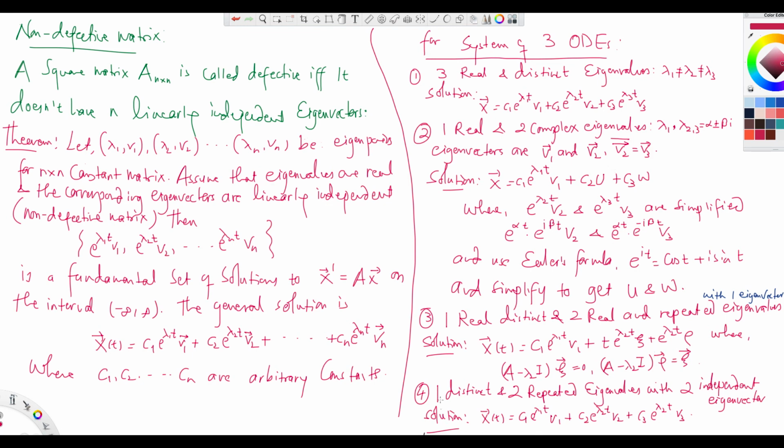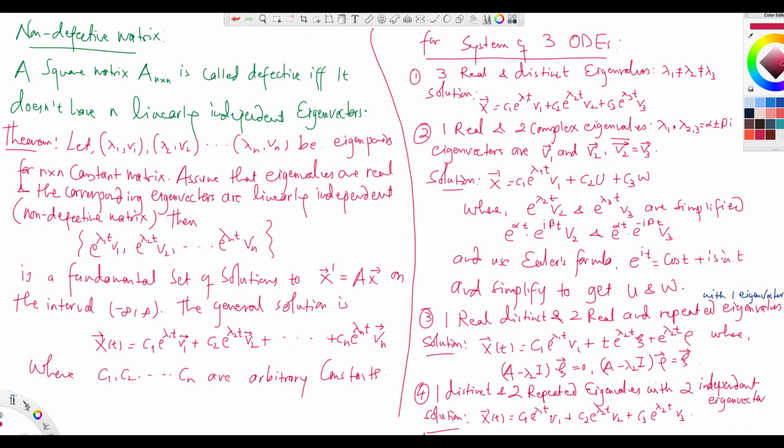And the fourth case is 1 distinct and 2 repeated eigenvalues with 2 independent eigenvectors. So you will have one eigenvector from the one eigenvalue, and then 2 of them are repeated eigenvalues, but the eigenvectors are also independent.